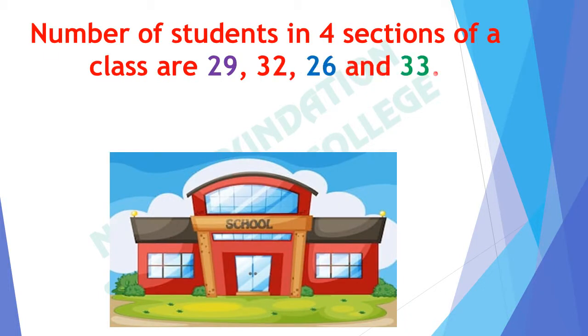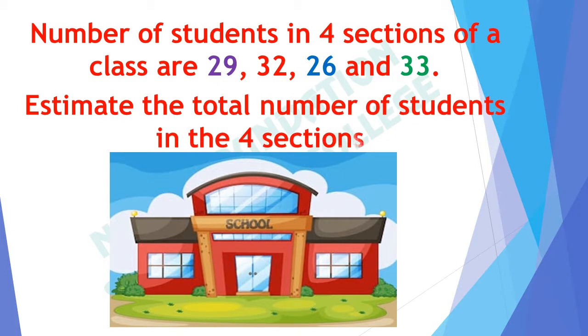Number of students in 4 sections of a class are 29, 32, 26 and 33. Estimate the total number of students in the 4 sections.